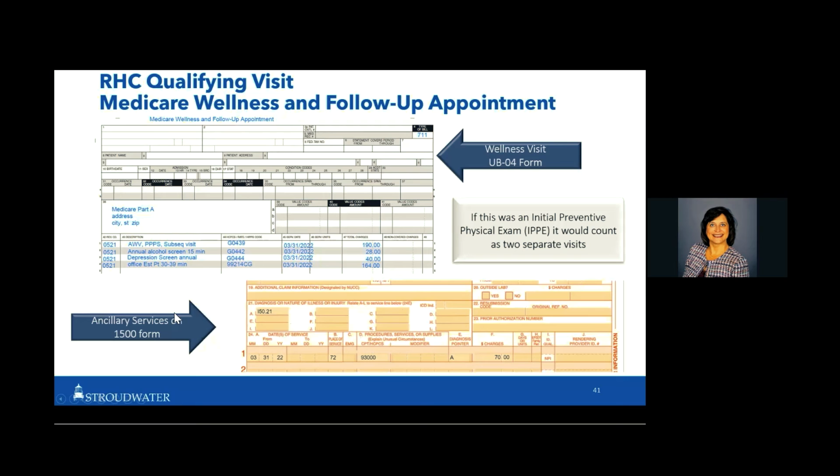Now, if this was an IPPE where it's the initial visit, then you would report the 93010 down here, and it would separate out. So just keep in mind that for the annual wellness visit, it is included as a qualifying visit. But if it was the initial visit, it would actually count as two services.